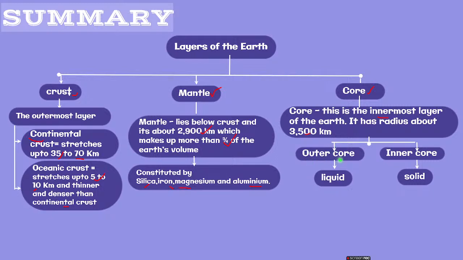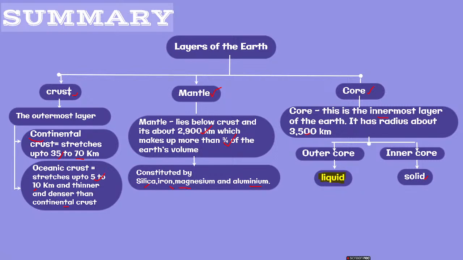Now let us see about the parts of the core. They are outer core and inner core. This outer core is completely made up of liquid. What is this liquid? Nothing but the mantle. The mantle is here acting as a liquid core, and the solid is nothing but the solidified mantle present in the inner core.